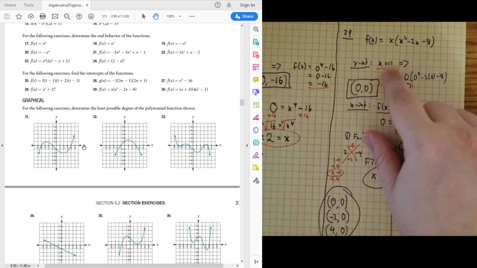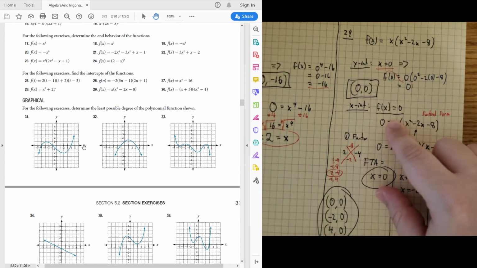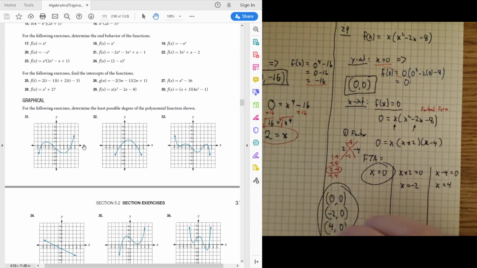You let x equal 0 and solve. You let f of x equal 0 and solve. You know, they don't really change. They just may look a little different. And that's not a big deal.